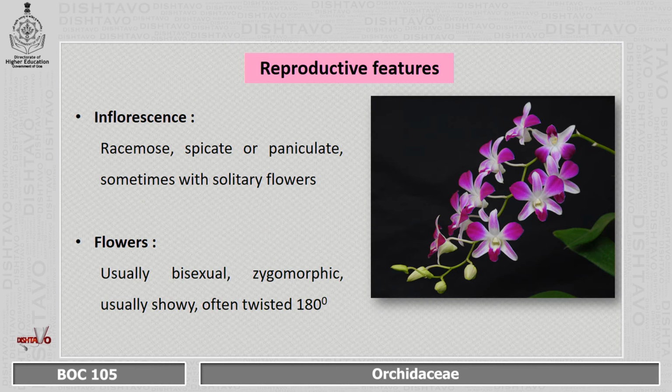Coming to the reproductive features, the inflorescence is either racemose, spicate or paniculate, sometimes with a solitary flower. In the picture you can see Dendrobium, which is very common. The flowers are usually bisexual, zygomorphic, usually showy and often twisted through 180 degrees.